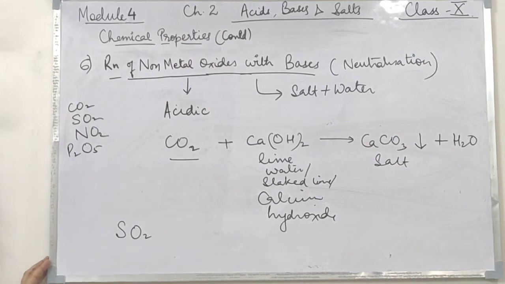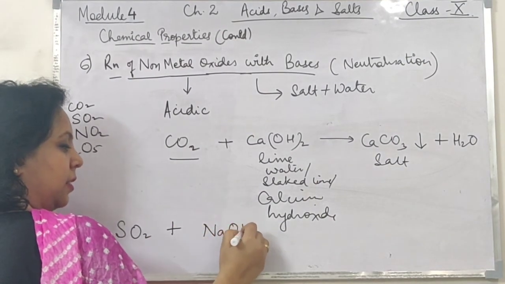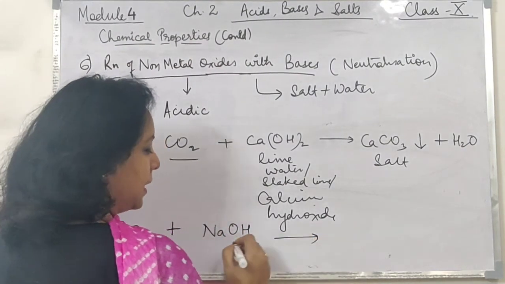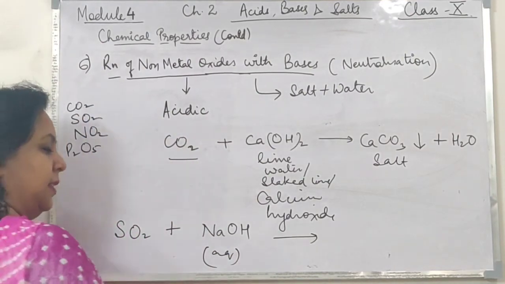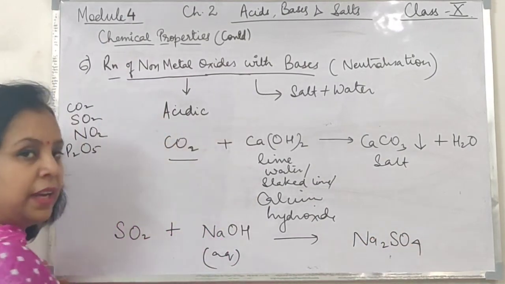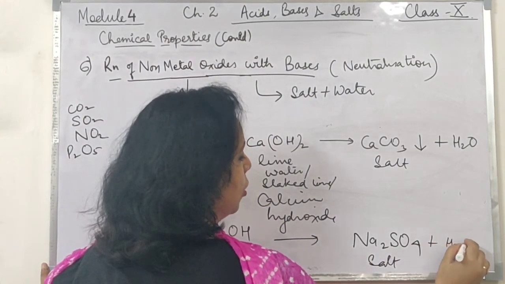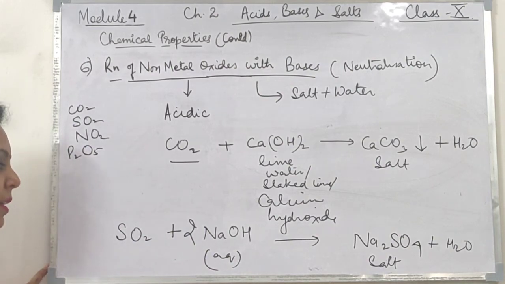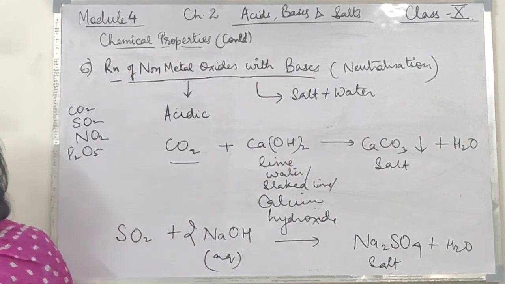Let us take sulfur dioxide gas. Let's react it with sodium hydroxide. What is going to happen? This is an alkali this time. Can you complete? Yes. It is going to form sodium sulfate salt and water. You can balance it. And this is again a kind of neutralization reaction.